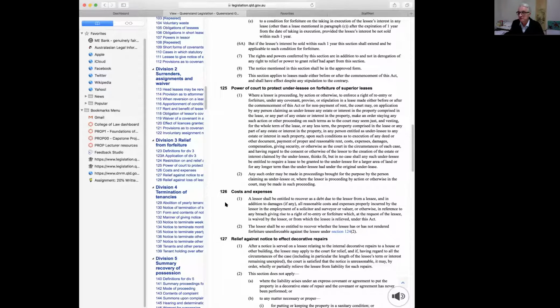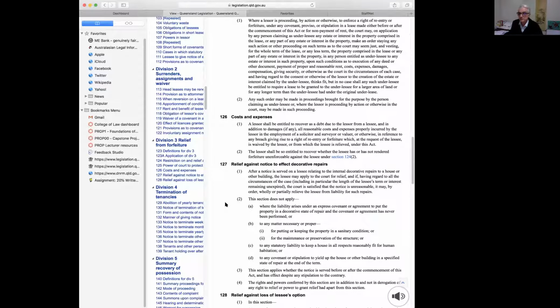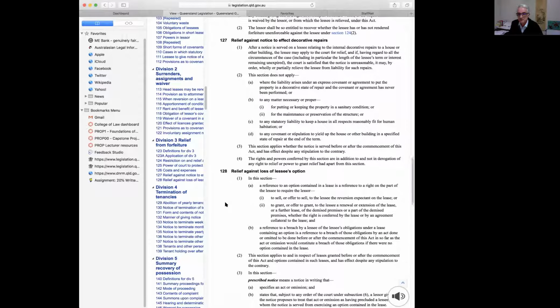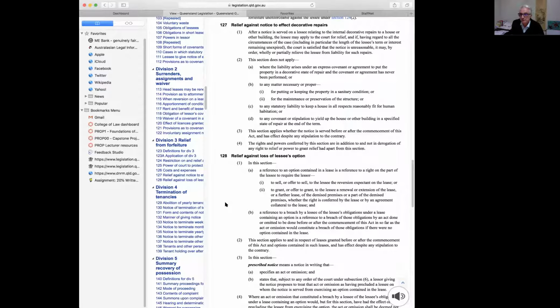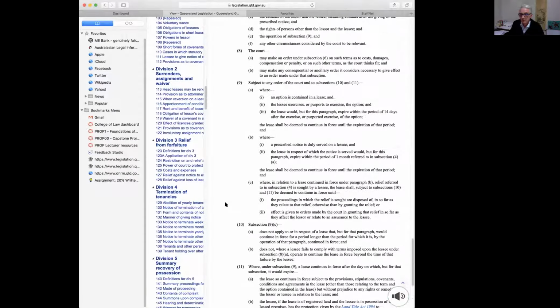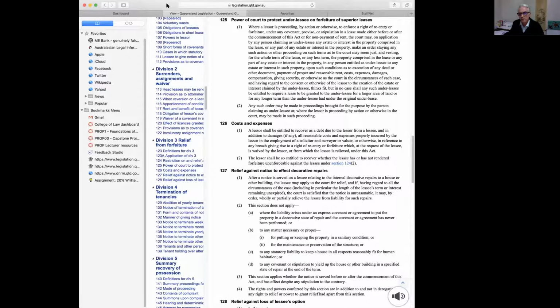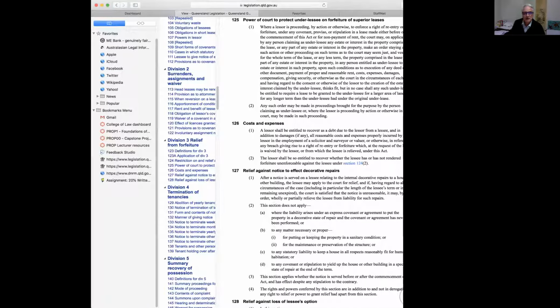Imagine if the lessor is trying to forfeit the lease, that's going to have implications for any sublessee. Costs and expenses, relief against notice to effect decorative repairs, there's something specific there. 128, relief against loss of the lessee's option, so when an option is on foot. How is that dealt with when the lessor wants to forfeit the lease? And again, there'll be discussion of those particular provisions in the review report, which you can also have a look at.